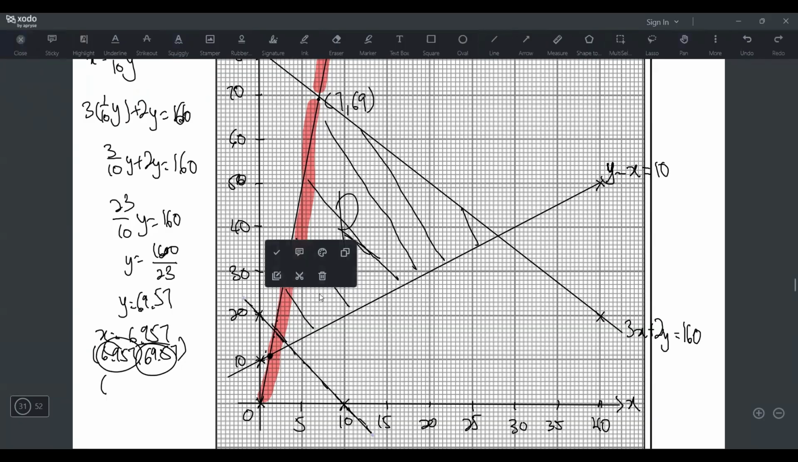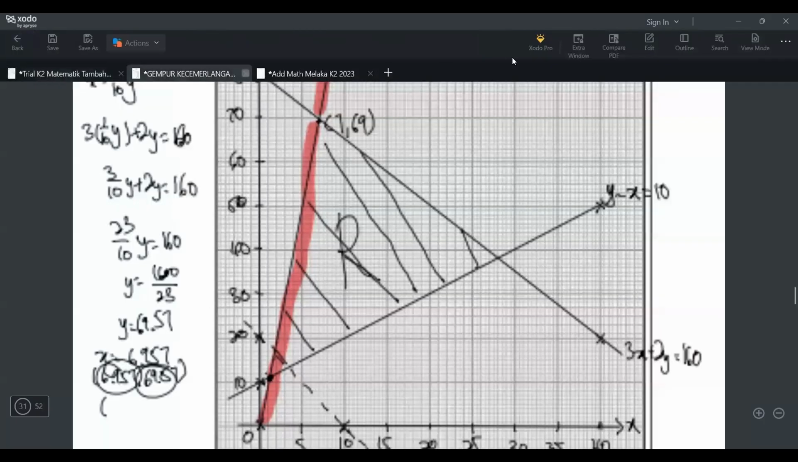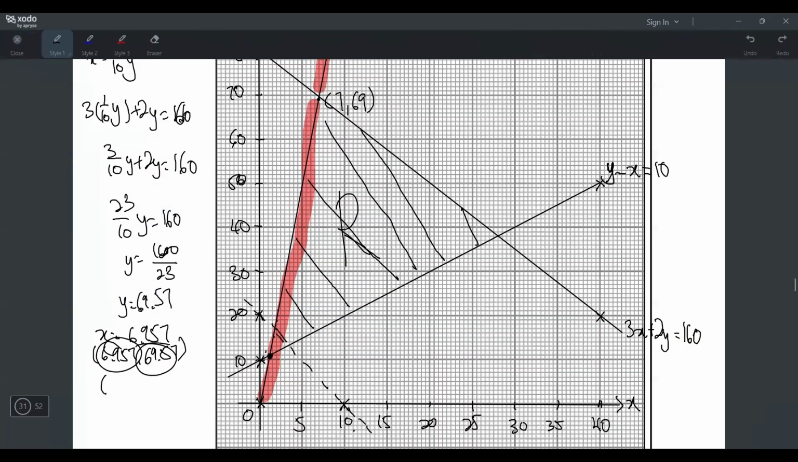Okay, so let me erase this. Now you write the equation. What's the equation just now? 16x plus 8y equals 160. Okay, now it's time to slide. Yeah, we have to do the sliding.